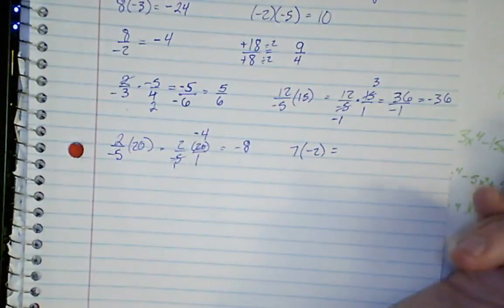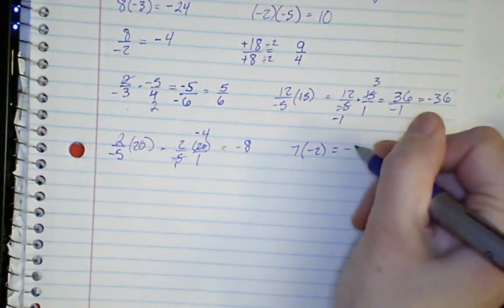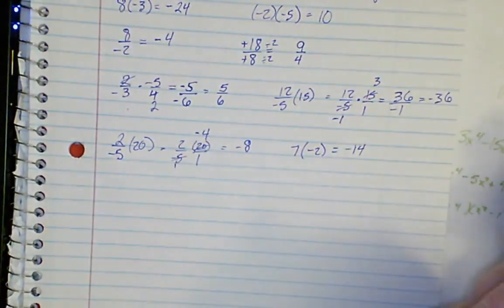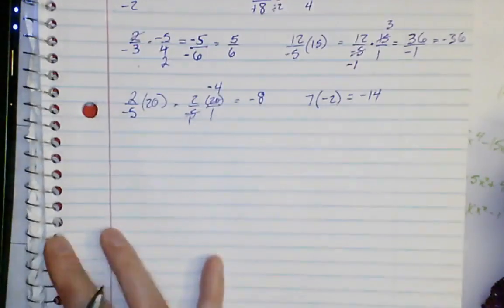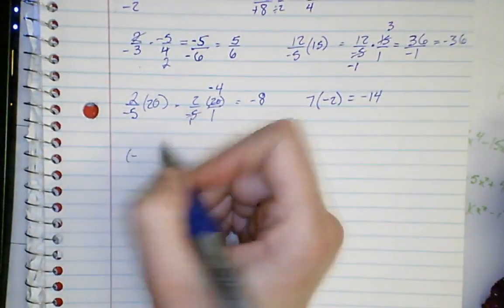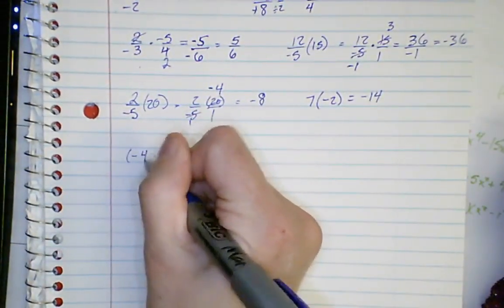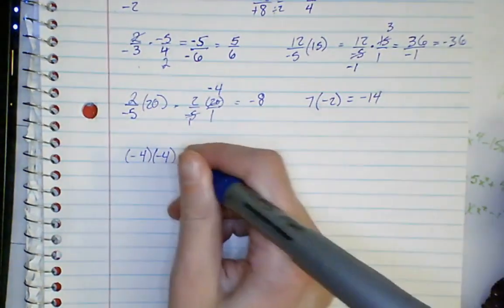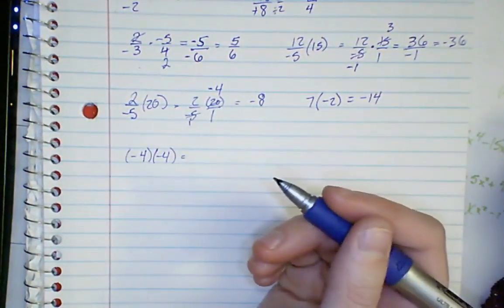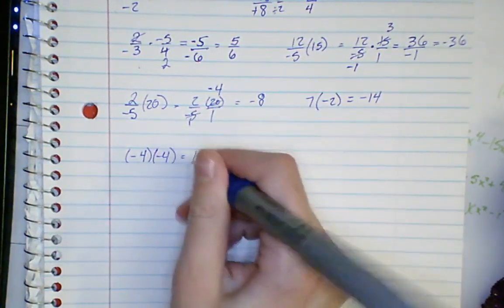Seven times negative 2, they have different signs. It will be negative, and 7 times 2 is 14. Just reworking some of these integers. Negative 4 times negative 4 will have a positive answer. 4 times 4 is 16.